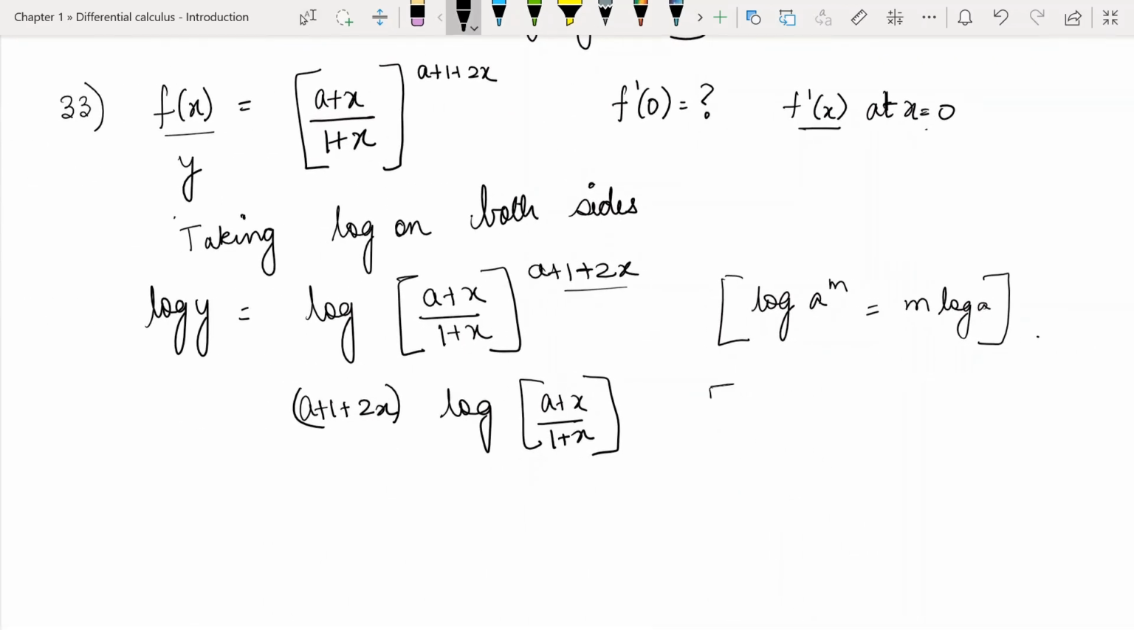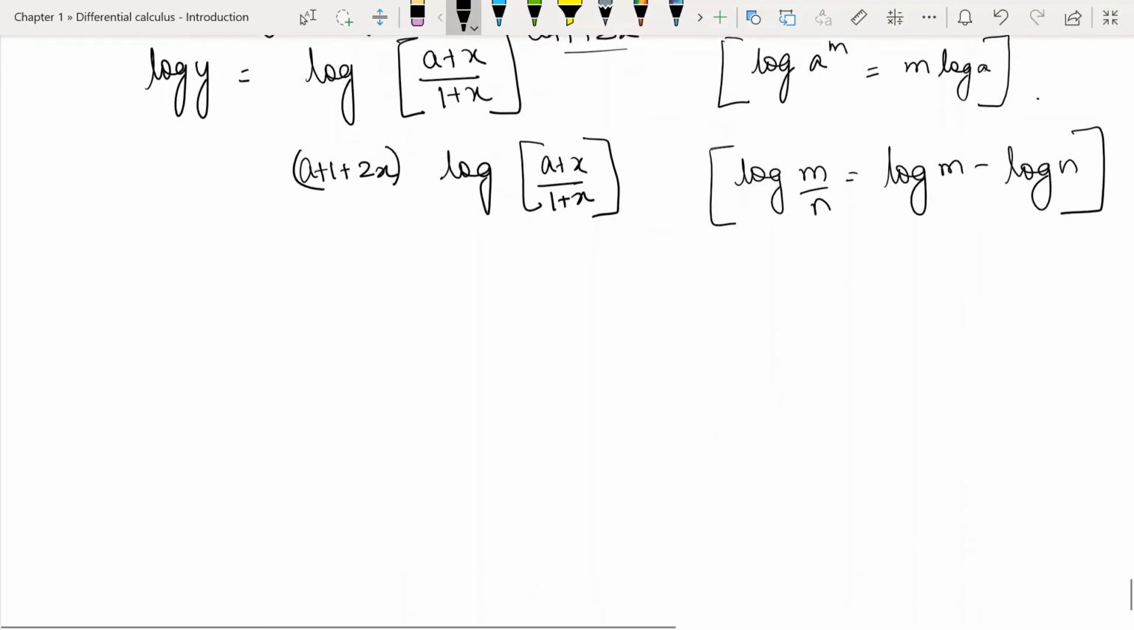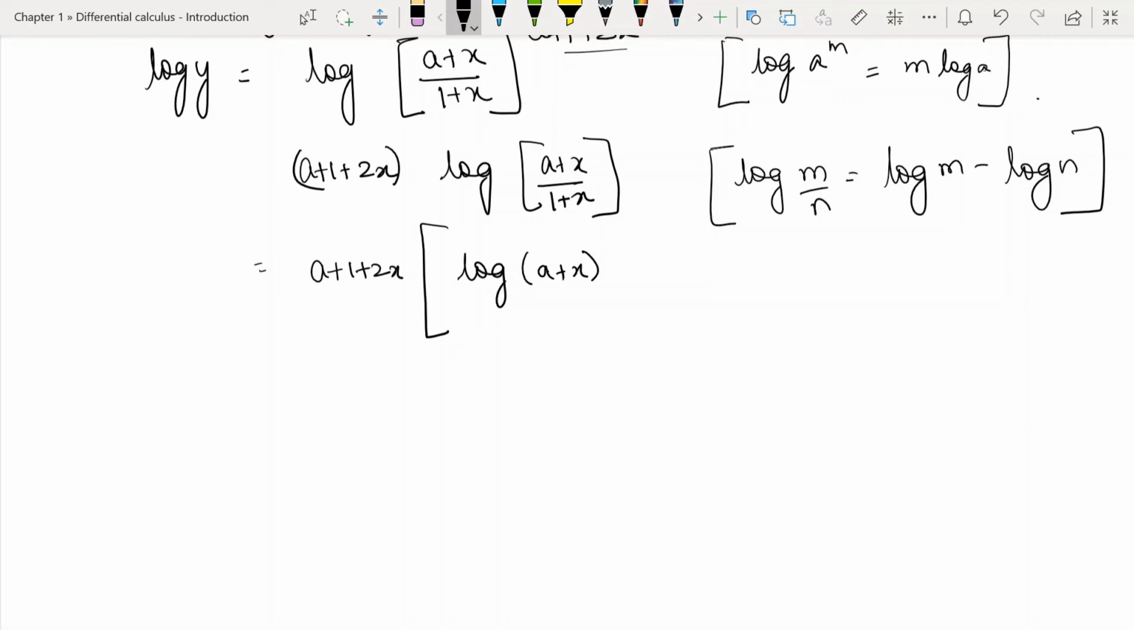Now, what is the next property? Log m by n is equal to log m minus log n. Please practice these questions adequately. Only then it becomes easy to identify a logarithmic differentiation question in the examination. A plus 1 plus 2x, you keep it as it is, open a bracket, write it as log of a plus x minus log of 1 plus x, close the bracket. This side you have a log y.